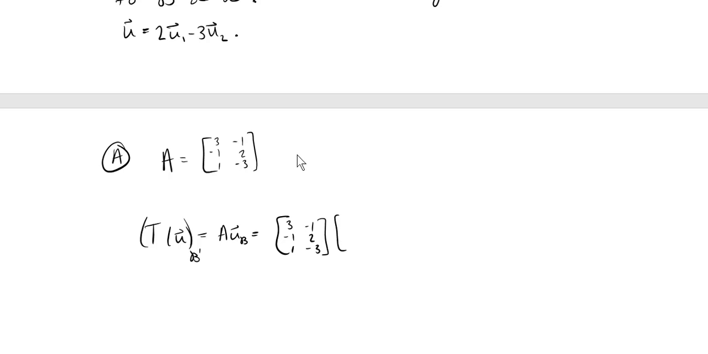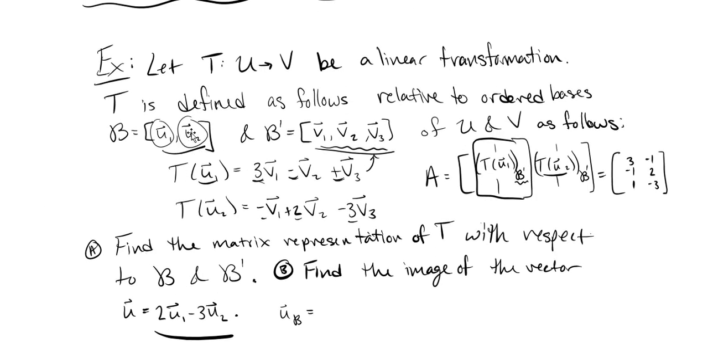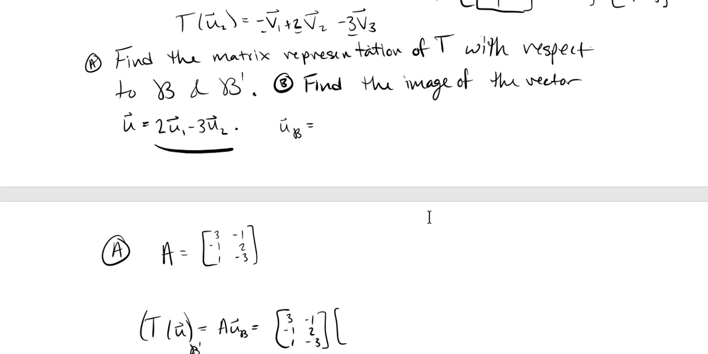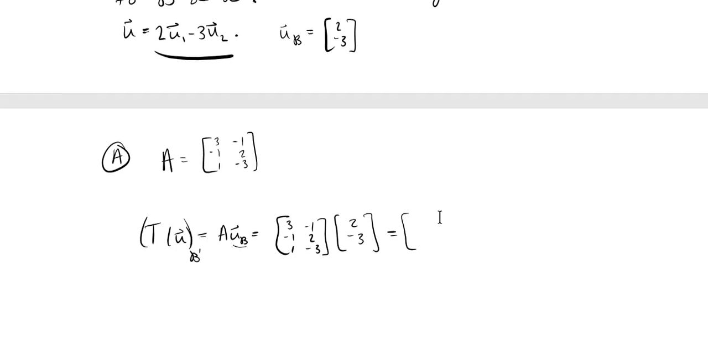Well, let's think, if we're looking at this vector u, notice the coordinates of u relative to basis B. Let's even back up further. Basis B is just u1 and u2, so the coordinates here are trivial to write down. They're 2, -3. So that's what we should be multiplying here. And what do we have? A little matrix multiplication.